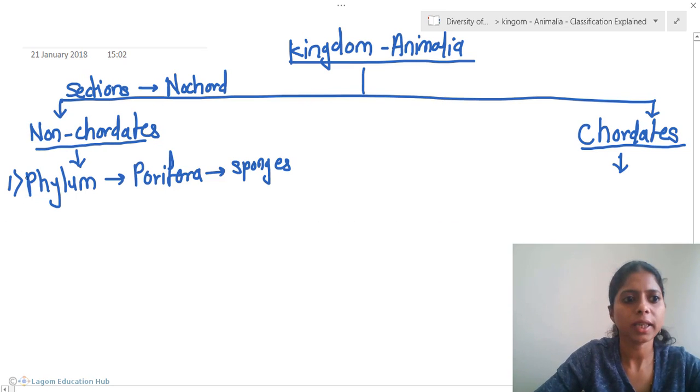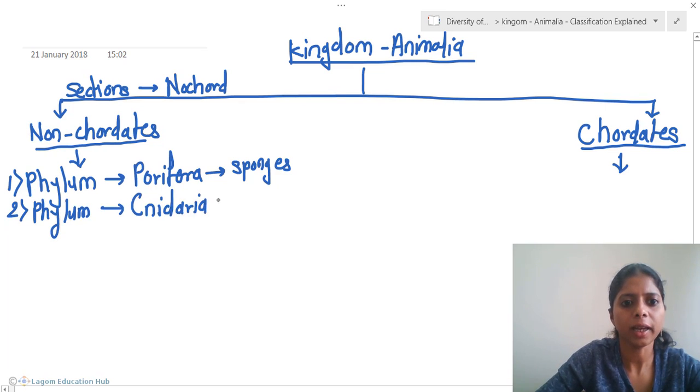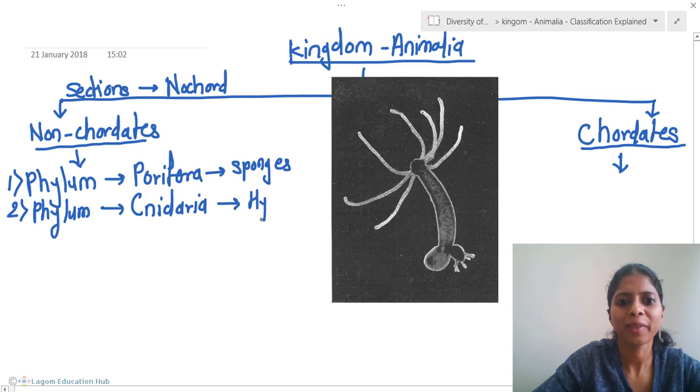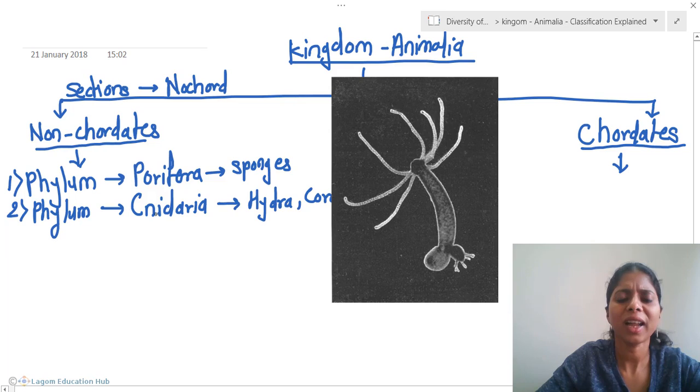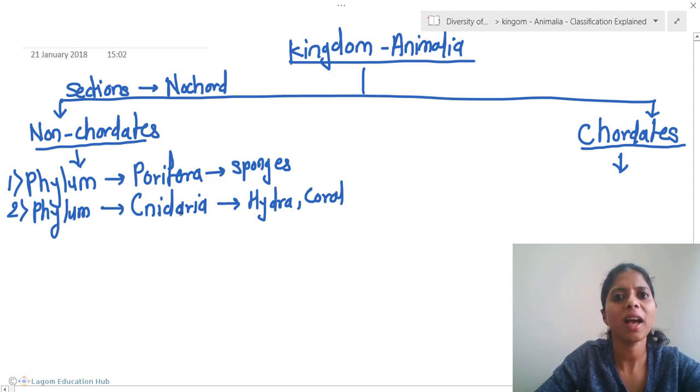Now the second phylum is phylum Cnidaria, which includes our favorite Hydra and other corals. We are going to study details about it, but right now just take an overall idea of what type of animals are included in each phylum. Porifera are the most primitive animals, Cnidaria a little bit advanced.